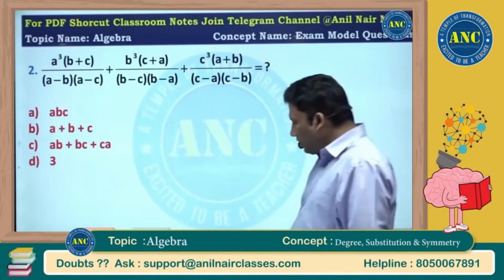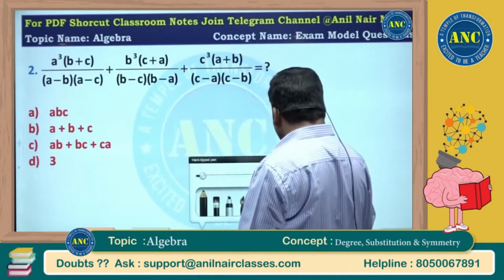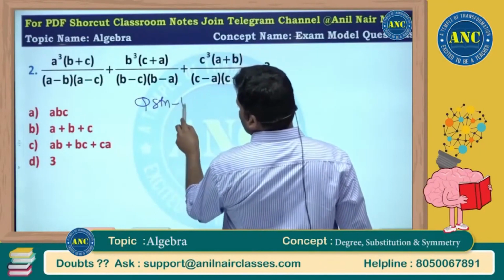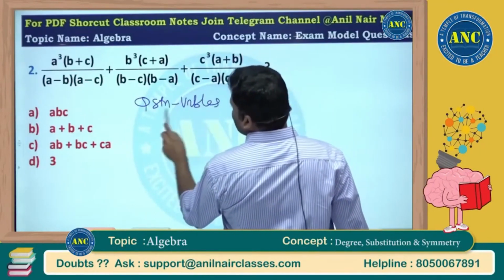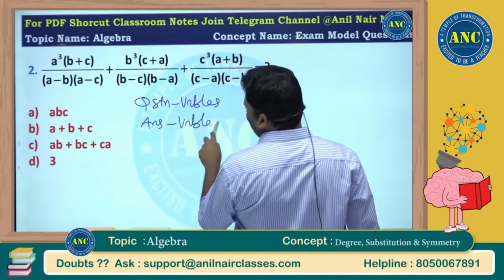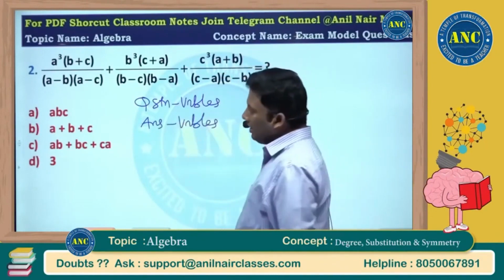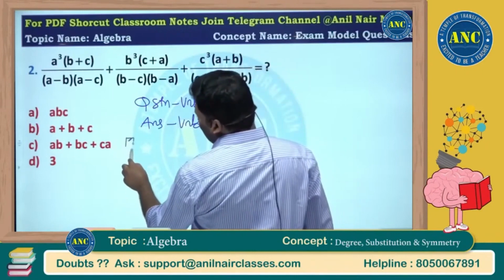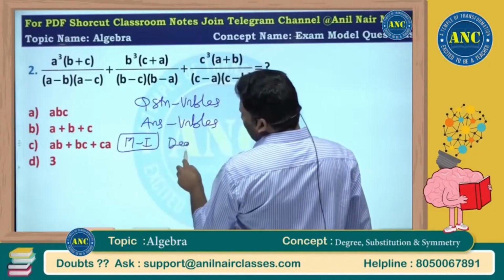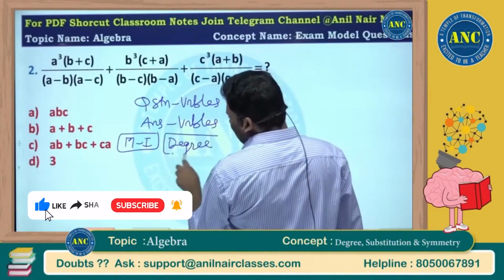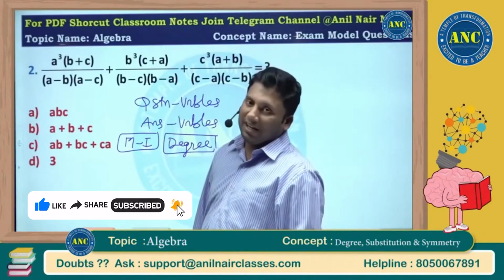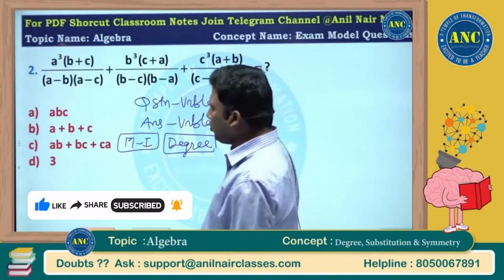Now see, again the question contains variables. I will write down the approach here. The question contains variables, and the answer also contains variables. What is the first method that needs to be used? Method 1 that needs to be used is the degree method. If answer options have more than one of the same degree, then we will go to the substitution method.